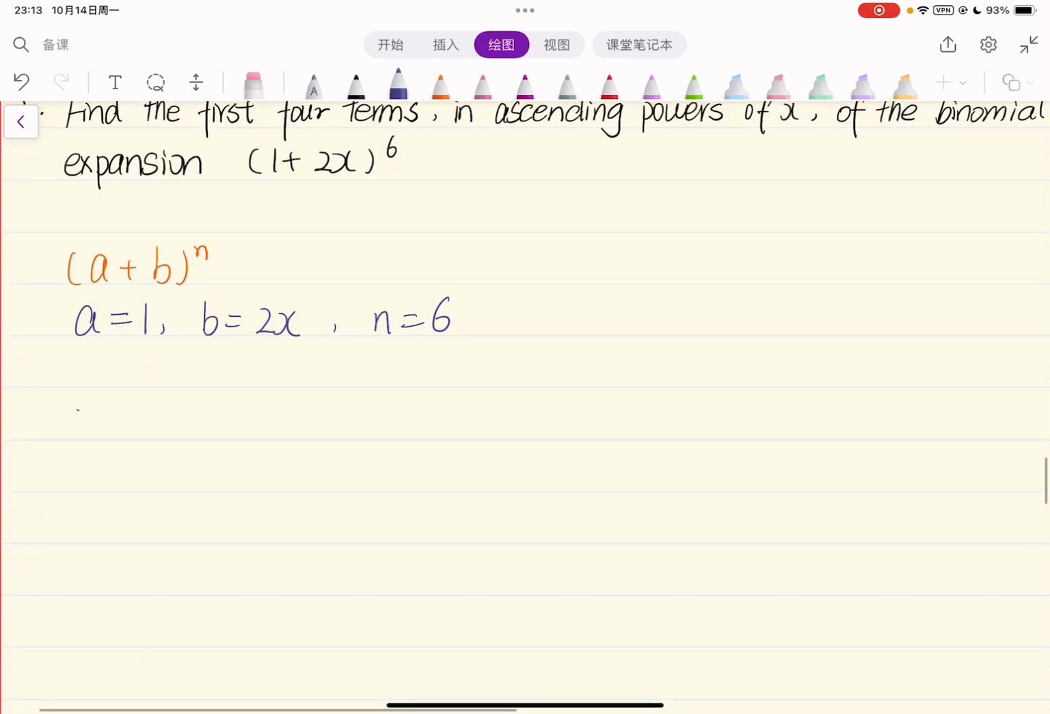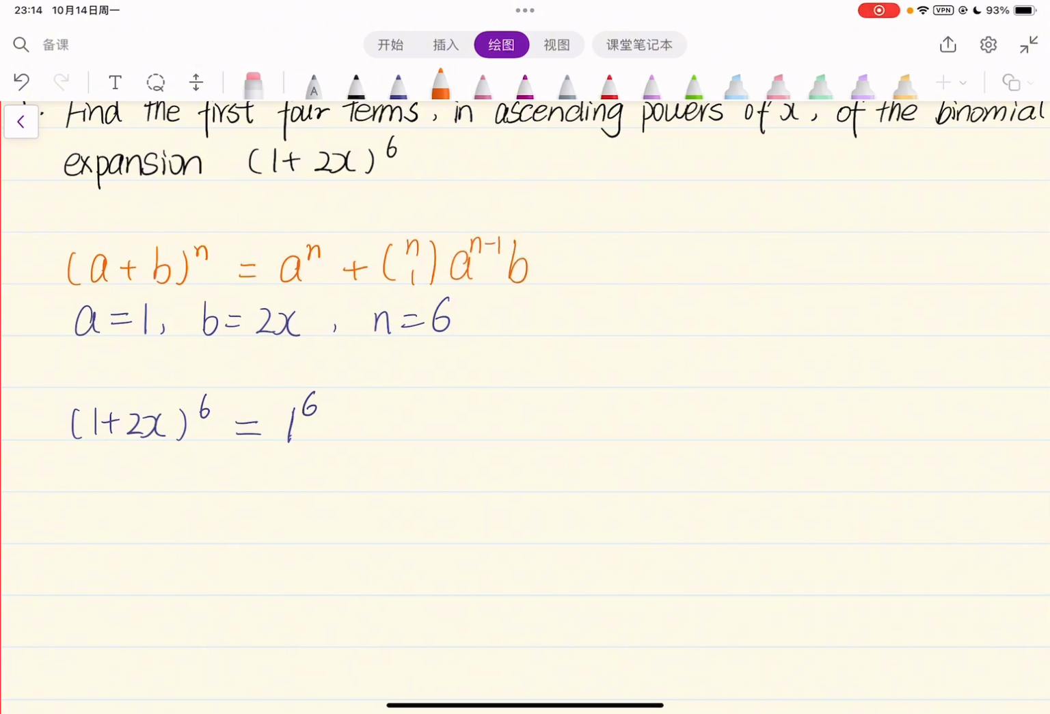So we can write down that (1 + 2x)^6 equals, the first term is a to the power of n, that is 1 to the power of 6. And the second term is n choose 1 times a to the power of n − 1 times b. In this expansion, we have 6 choose 1 times 1 to the power of 5 times 2x.